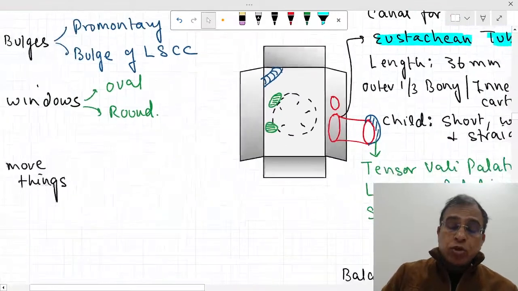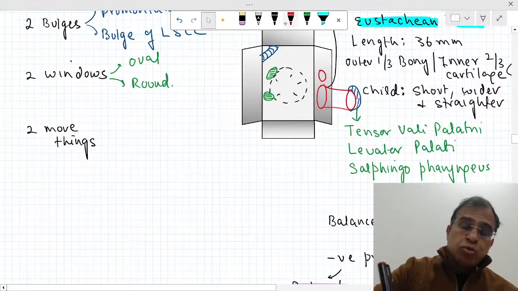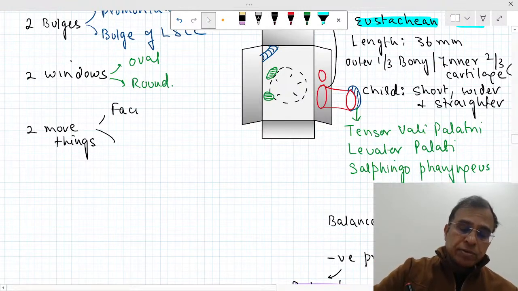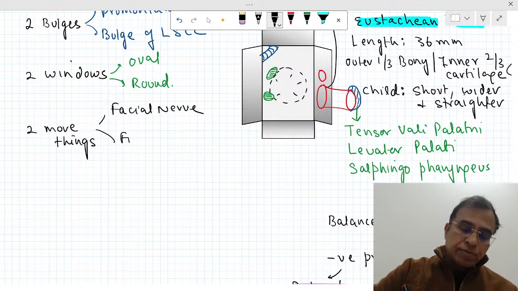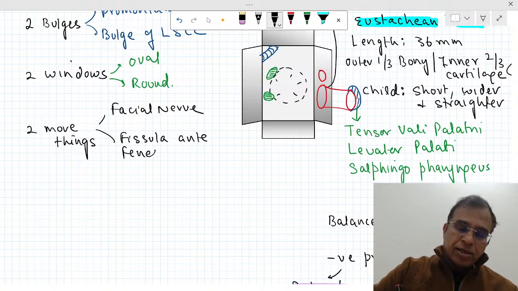And there are 2 more things. Which are these 2 more things? There is the facial nerve. The seventh cranial nerve is a very important nerve from the ENT point of view, and there is something called fistula ante fenestram.